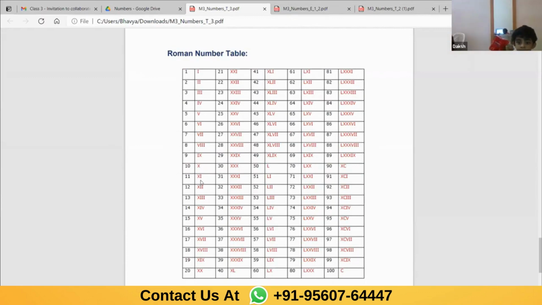Here for 51, what you have written is L followed with 1. Yes. But when you told the note, my understanding was that 1 can be added only to 5 and 10. So how is this, ma'am?